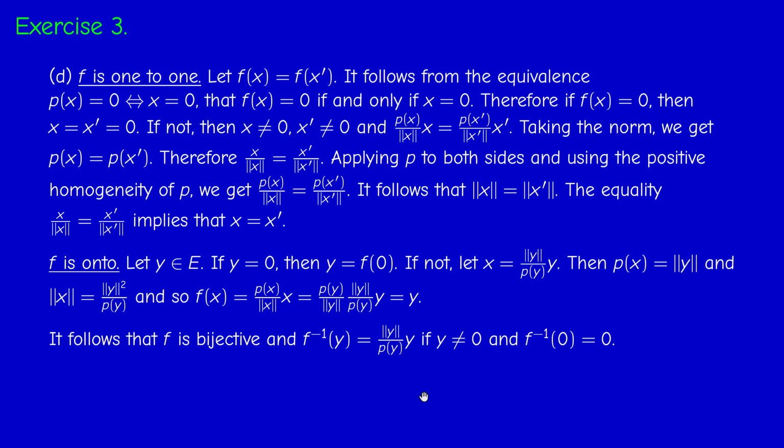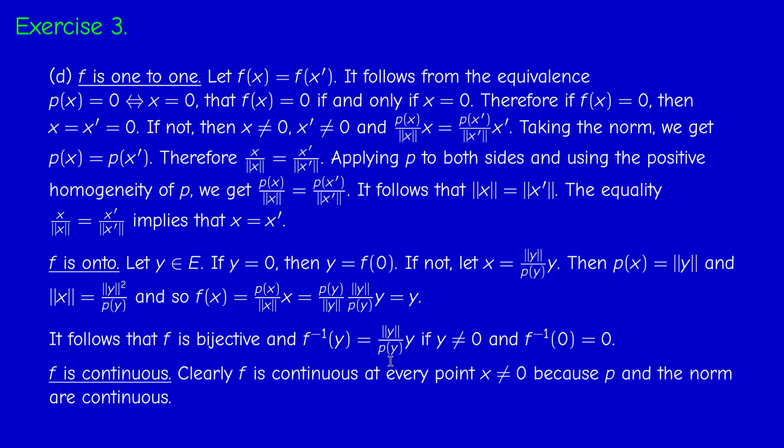Now, we have a formula for f inverse of y, which is given by something very similar, but instead of P of x over its norm, I have norm of y over P of y. Now, why is f continuous? It's continuous at every point.